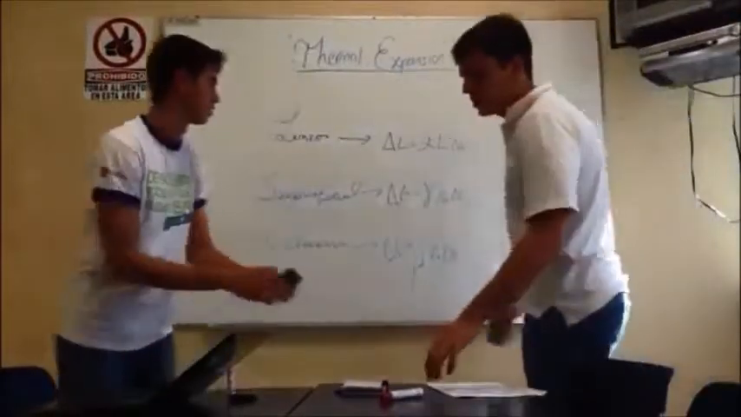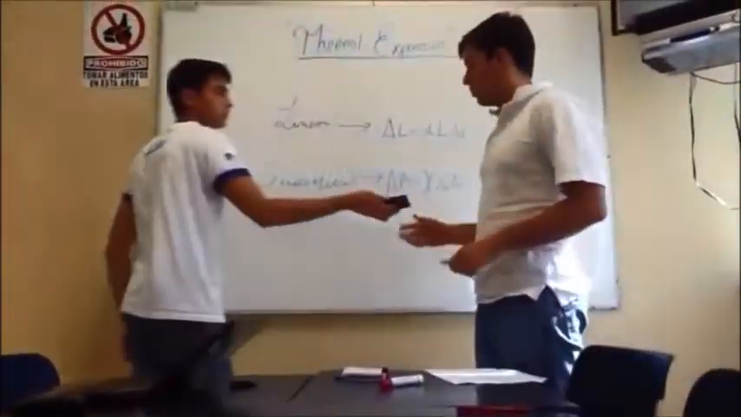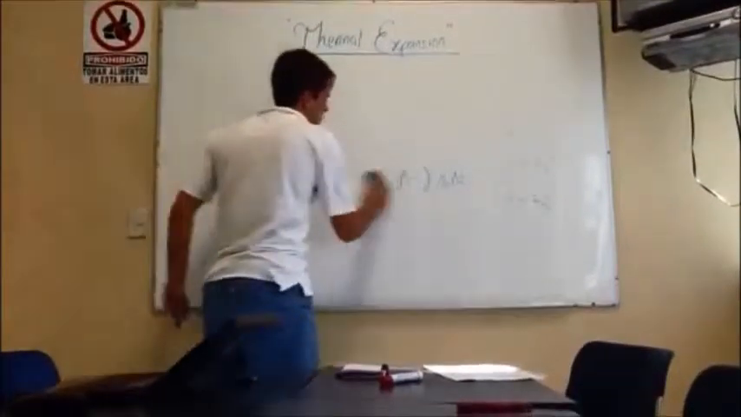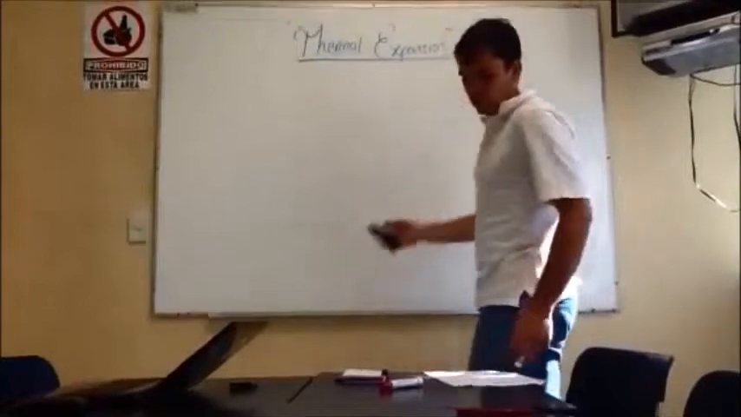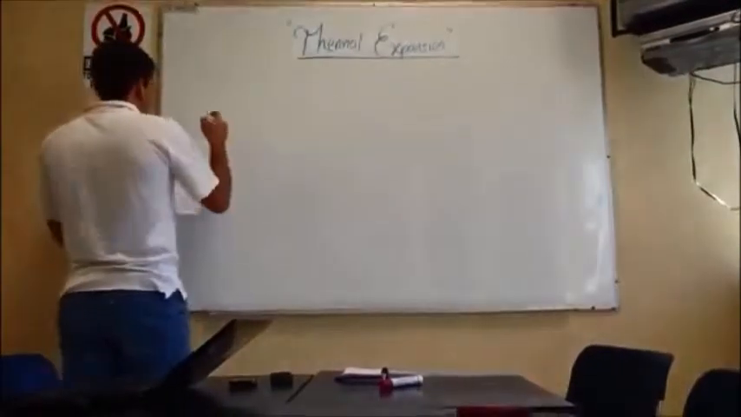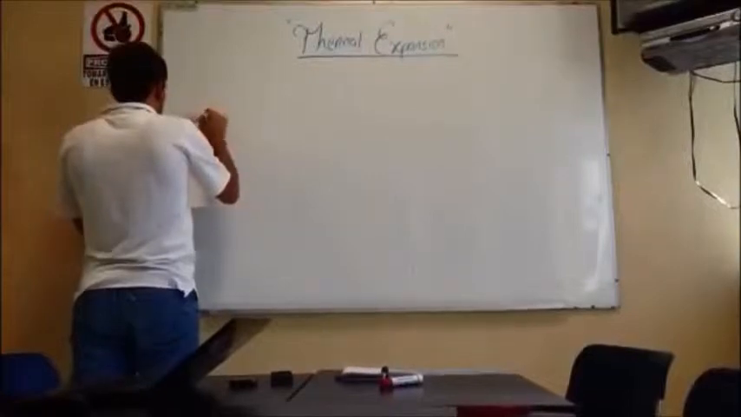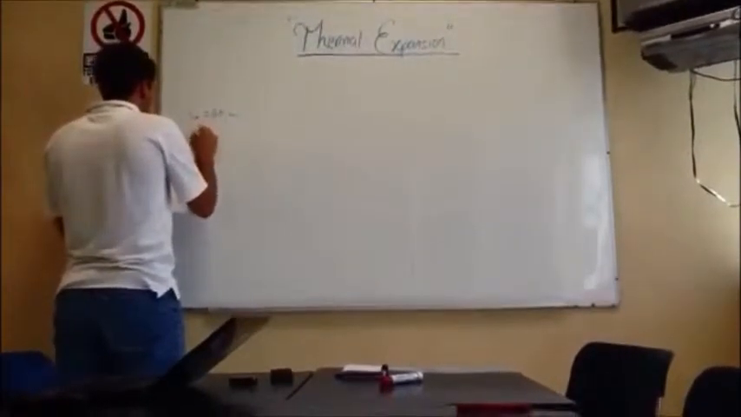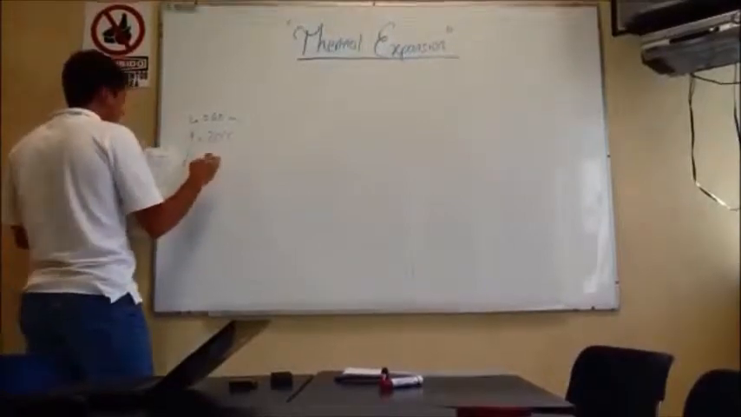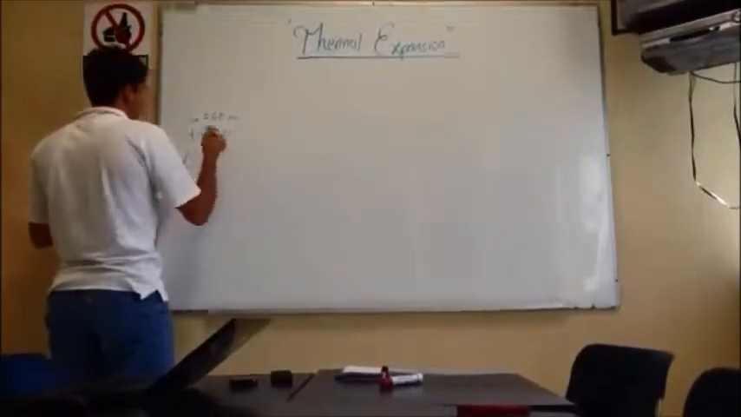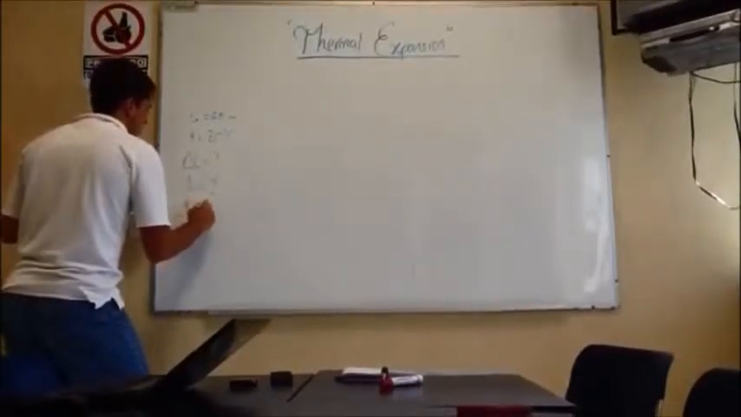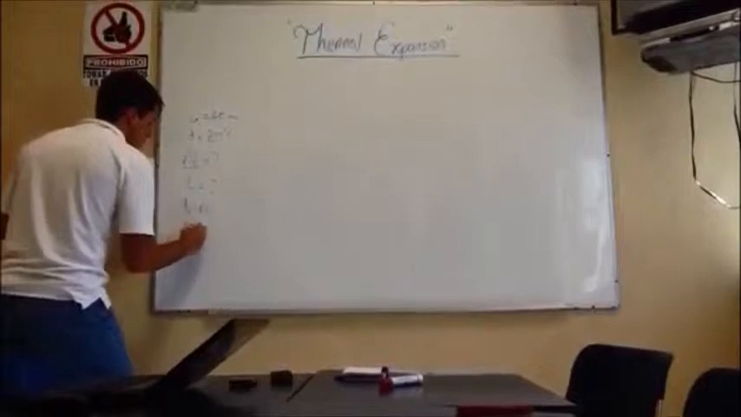Right, so I'm going to explain an exercise of linear thermal expansion for you to imagine an example. The exercise says an iron pipe is 60 meters long at room temperature of 20 degrees. So the initial length is 60 meters and the initial temperature is 20 degrees. They asked about the change in length, and we have the change in temperature. The final temperature is 100. Then the change in temperature is equal to 80.